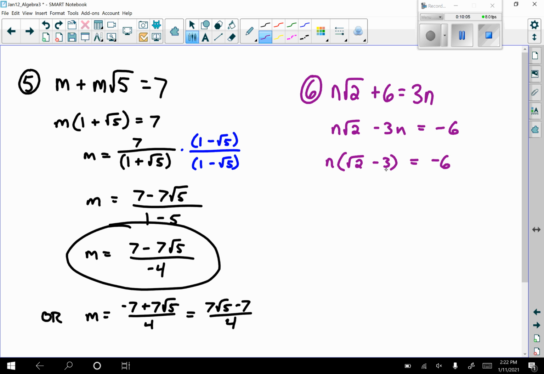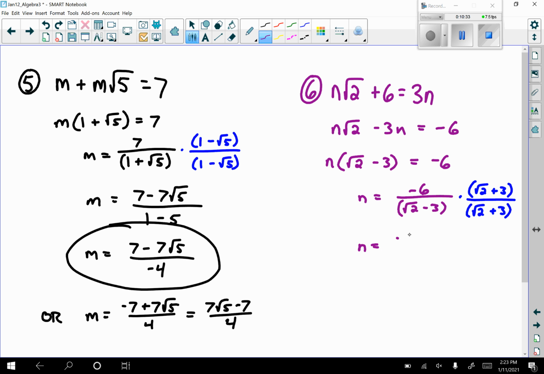I need to divide by this radical 2 minus 3, so n is going to equal negative 6 over radical 2 minus 3. Keep that in parentheses. We're going to multiply by the conjugate, radical 2 plus 3. And what's nice about the way I have this ordered is the radical goes first, and sometimes that's nice. We may not get stuck with a negative, or sometimes we might. So let's see what we're going to end up with here.